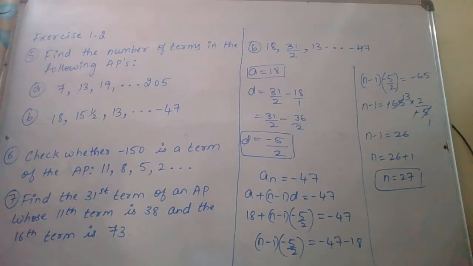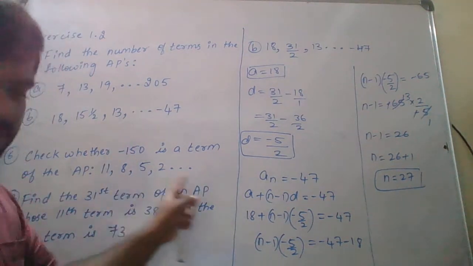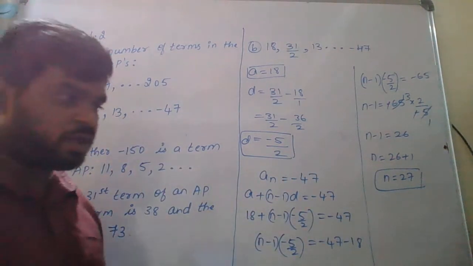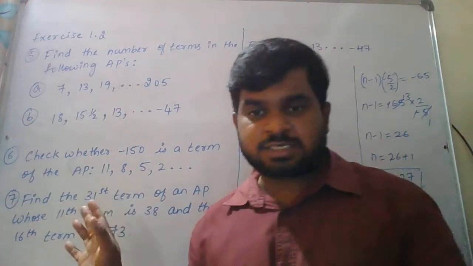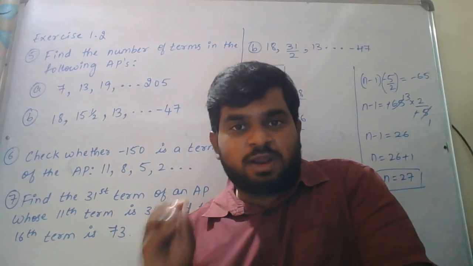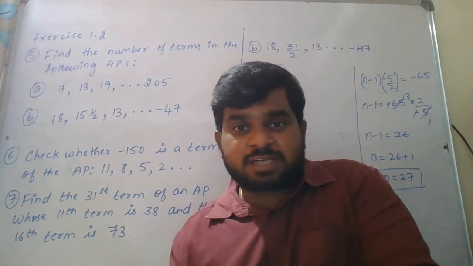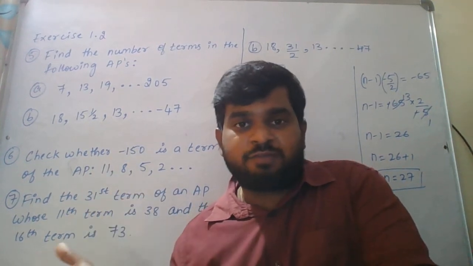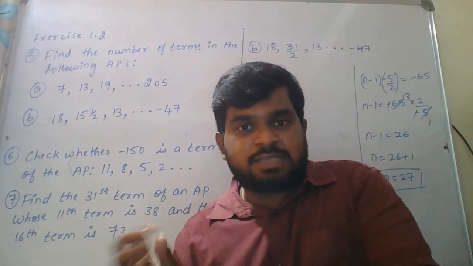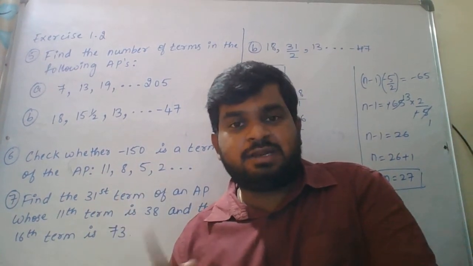In the next question, we have to find whether this number will come in this AP: 11, 8, 5, 2. As you go on, will you get this number or not? In such type of questions, you have to find the value of n. If n is a natural number, meaning 1, 2, 3 kind of numbers, it should not be a decimal, it should not be fractions like 3 by 4, minus 4.5 or minus 10, minus 11. If you are getting the value of n as a natural number, then it belongs.